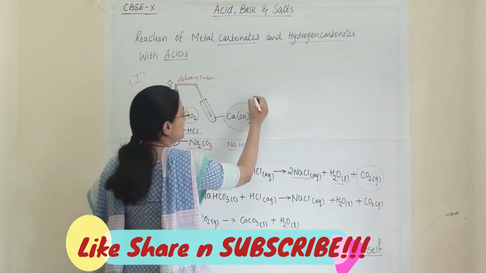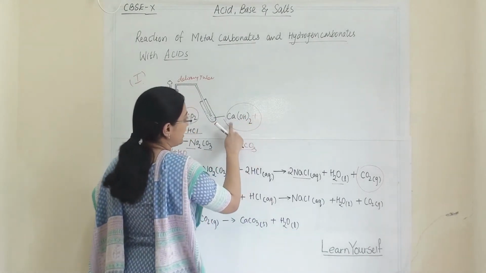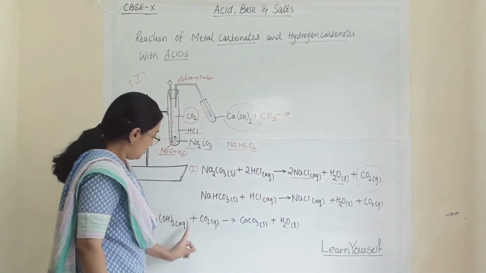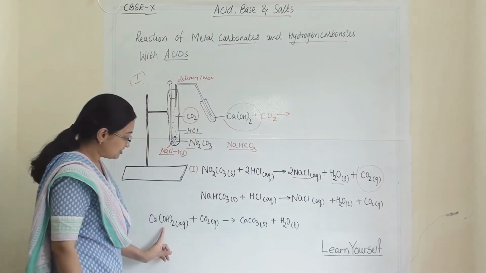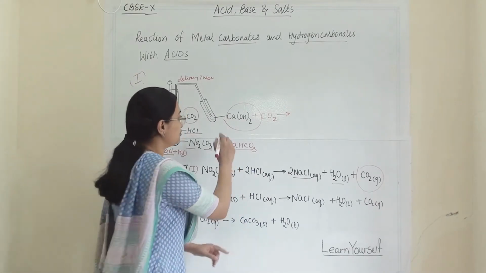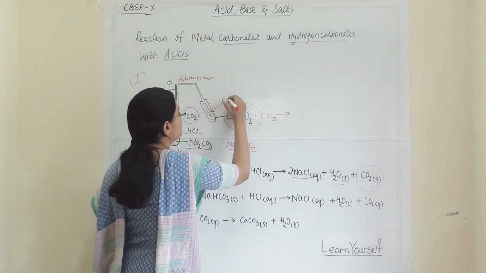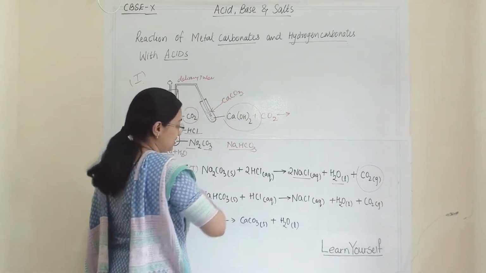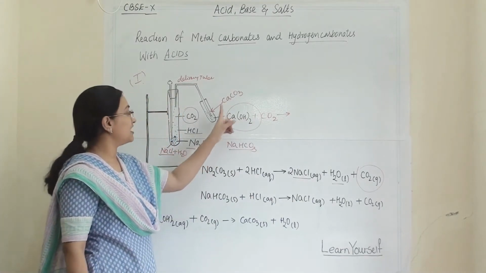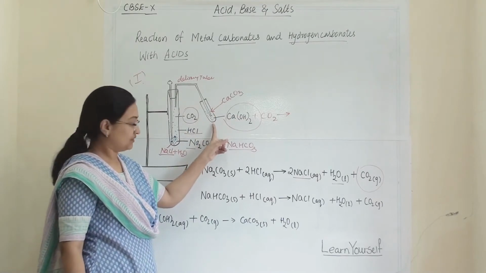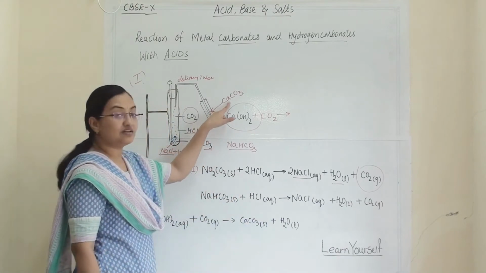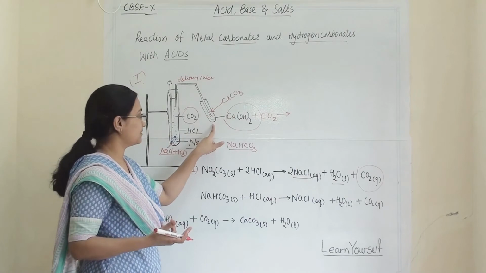Now these two are going to react, calcium hydroxide and carbon dioxide. So we will get this equation. When calcium hydroxide and carbon dioxide react, we will get calcium carbonate. So here in this test tube, as a product we will get calcium carbonate, and that will be in solid form. So we will get a white precipitate of calcium carbonate in this test tube, and along with that water will be there. You will get a precipitate, a solid substance of calcium carbonate here.